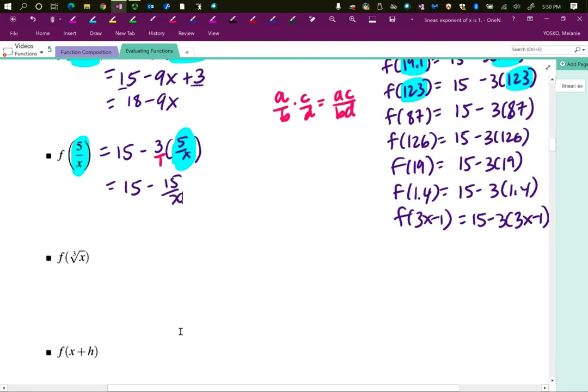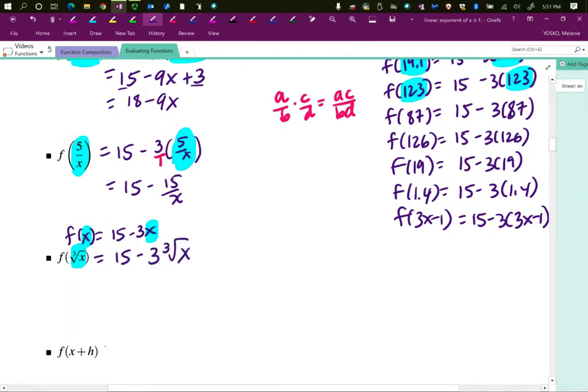So let's keep going. F of the cube root of x. So let me remind you what f of x was. F of x was 15 minus 3x. We have replaced this x with the cube root of x. So we're going to replace this x with the cube root of x.